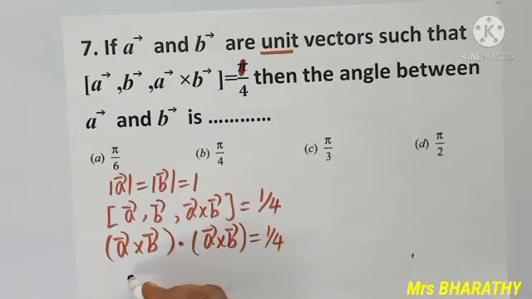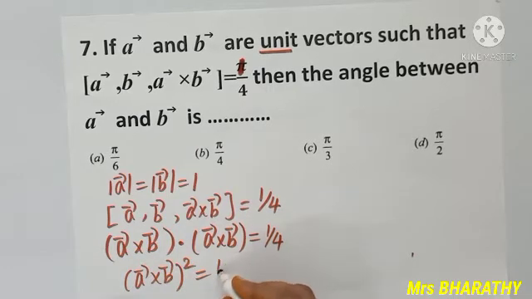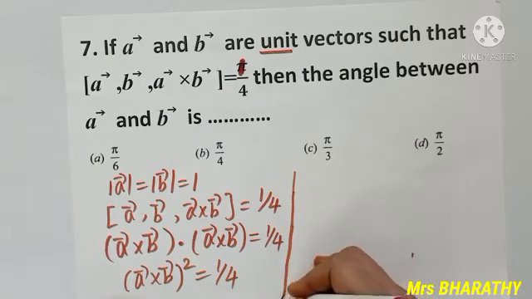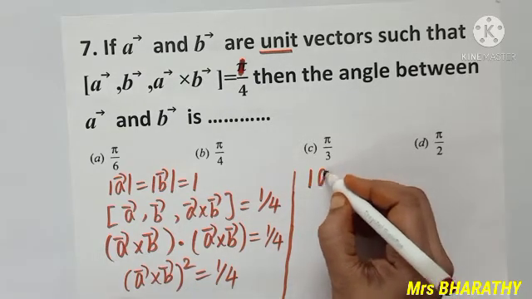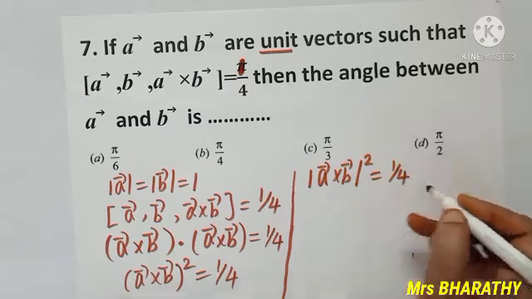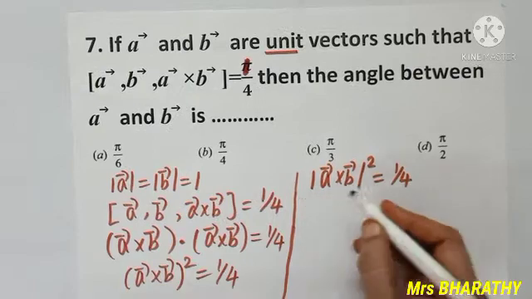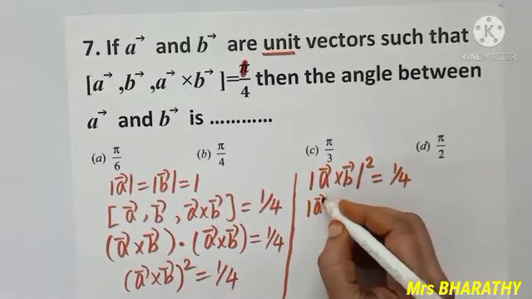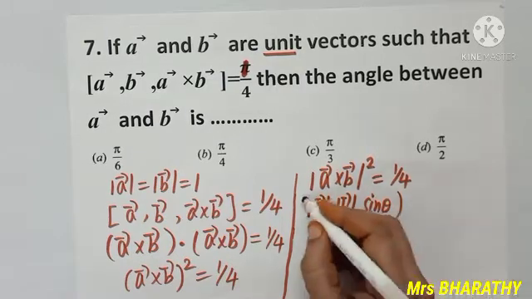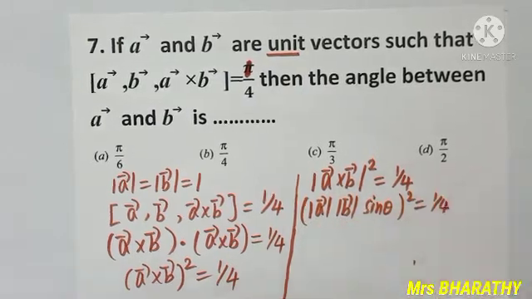So this gives me an idea. A cross B, the whole square is 1 by 4. Whenever I use the whole square, I mean the modulus. So what is A cross B? I can write it as modulus of A cross B, the whole square is 1 by 4. What is modulus of A cross B? Mod A, mod B, sine theta. The whole square is 1 by 4.